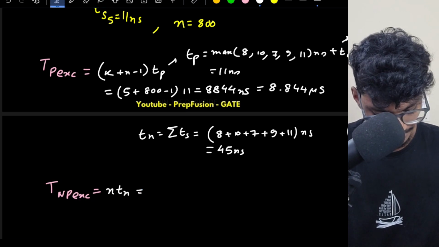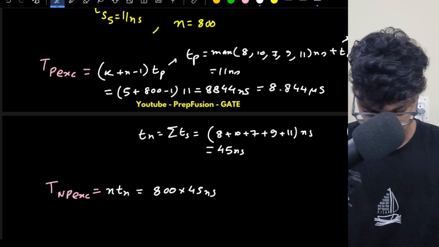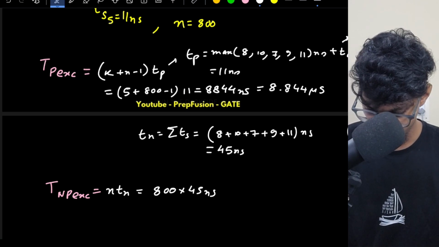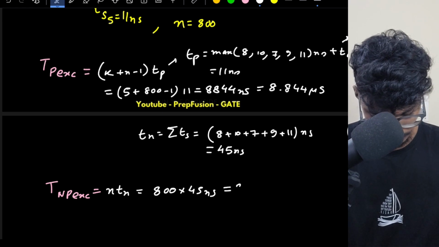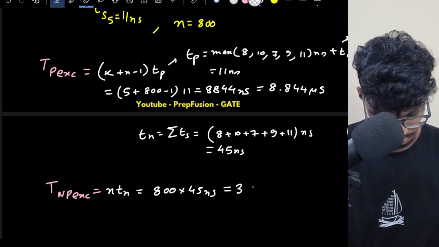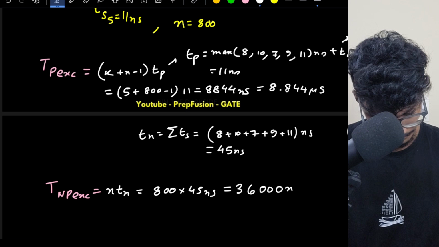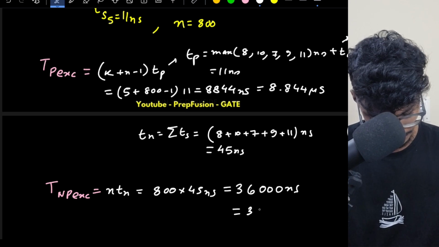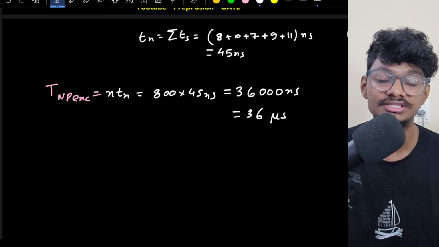So n is how much? 800 into 45 nanoseconds. So 45 into 800 is 36,000 nanoseconds, or I can write 36 microseconds, right? And what is the speed up?